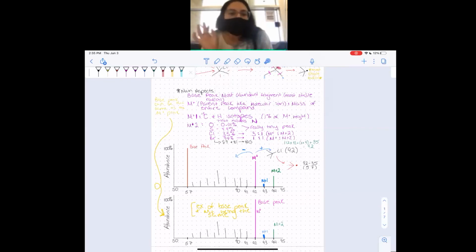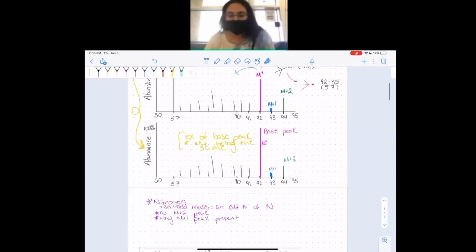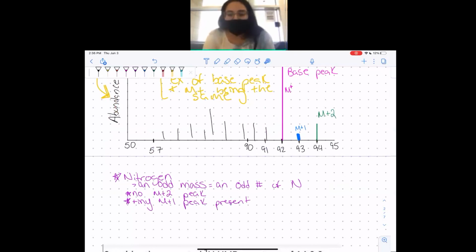If the total mass of a molecule is odd, we are going to have an odd number of nitrogens present. And I do have that written down, but I want you guys to also listen. So if the mass of a molecule is an odd number, that means we have an odd number of nitrogens present. Any questions?